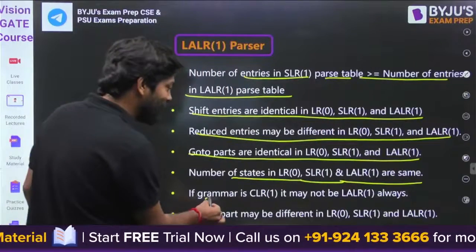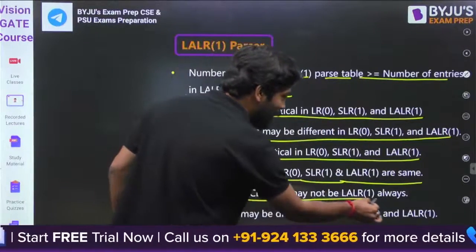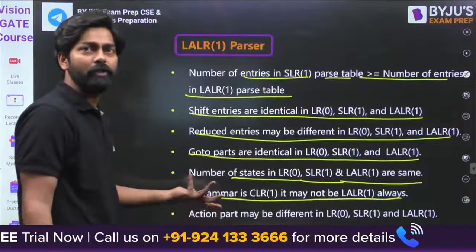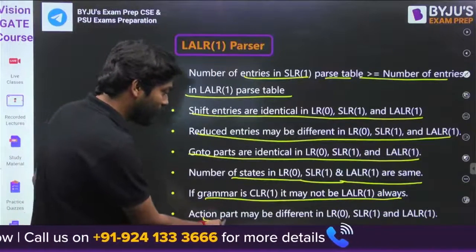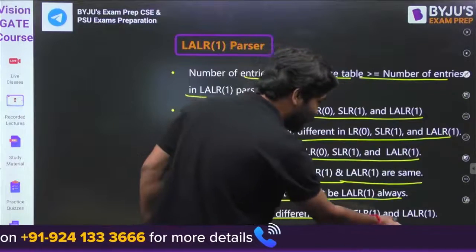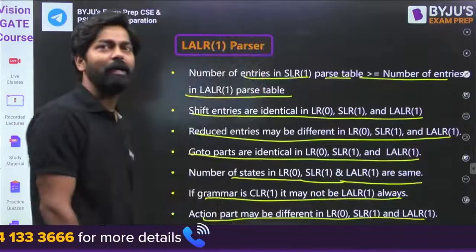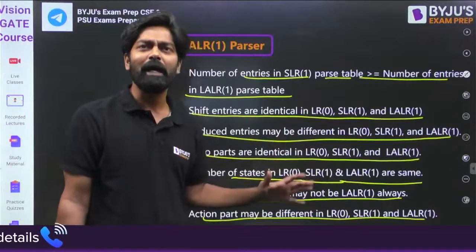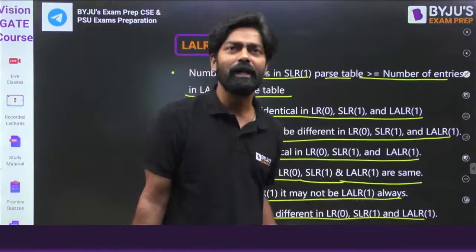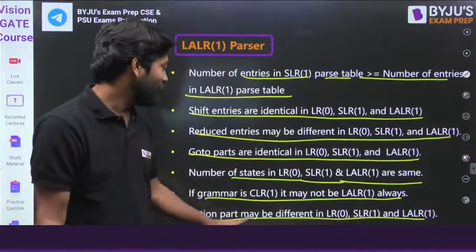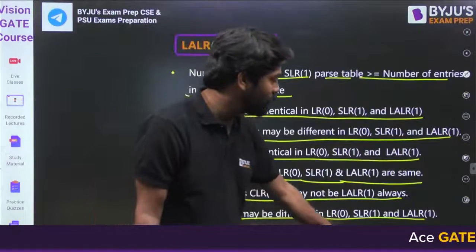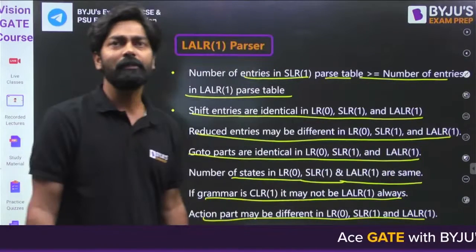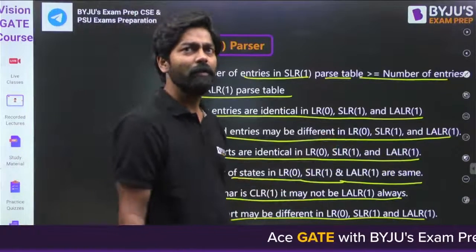If grammar is CLR1, it may not be LALR1 always. We have seen, maybe reduce conflict. Action part may be different in LR0, SLR1 and LALR1. Why is the action part different? Because in the action part we have shift entries and reduction entries, so we might have different reduction entries. That's why I have written here, action part may be different in LR0, SLR1 and LALR1. Please tell me, is there any doubt here? Fine. Okay.